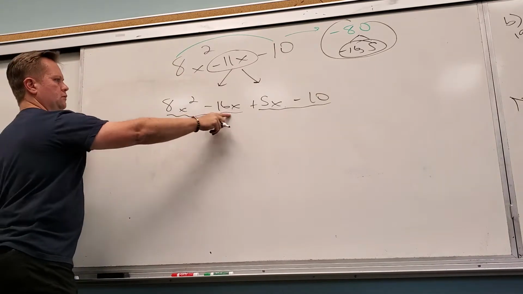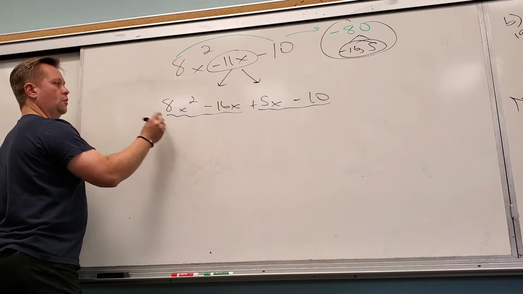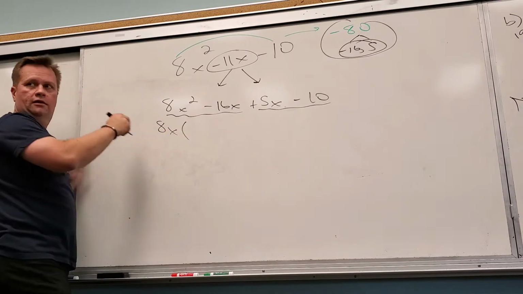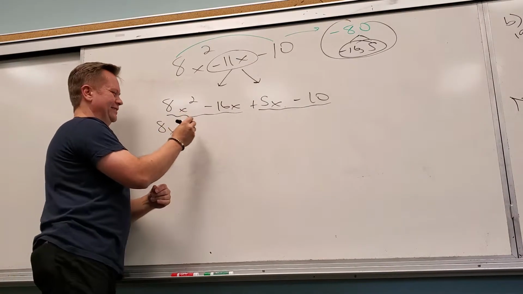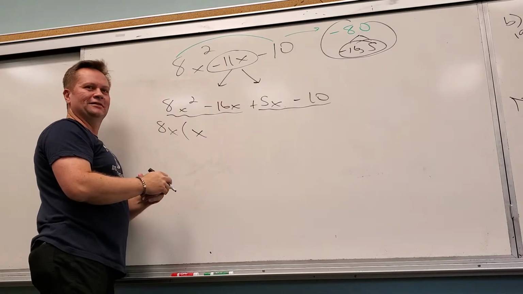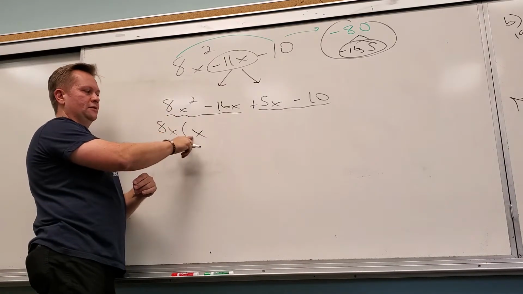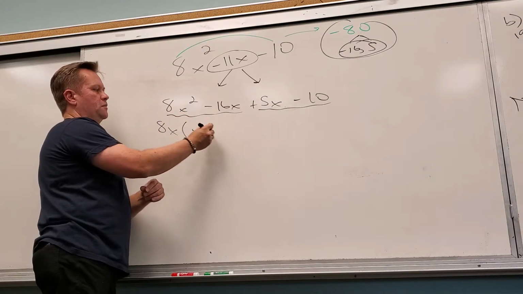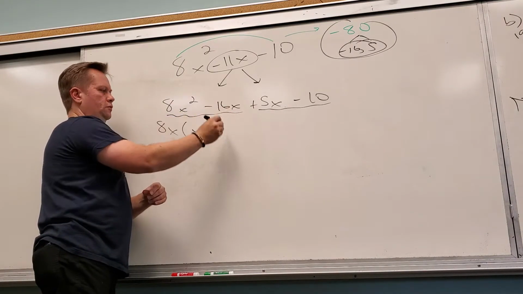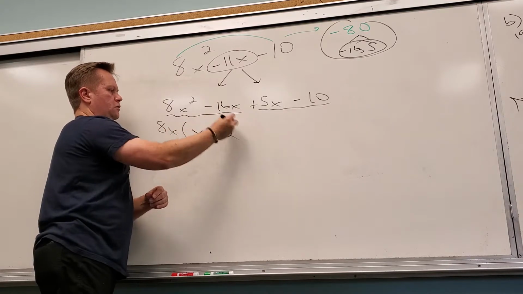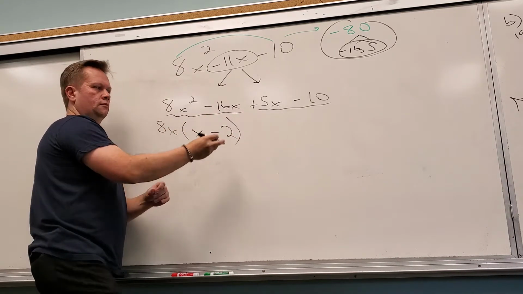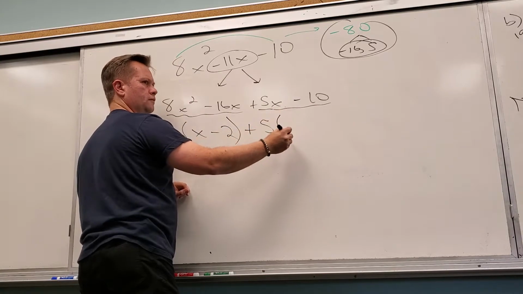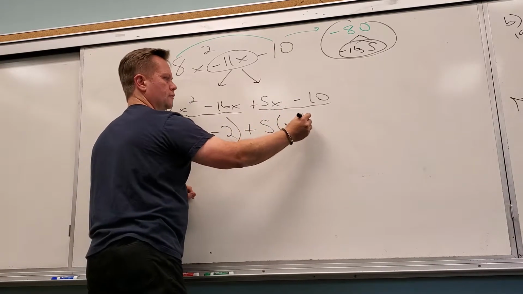What comes out of these two? 8x. It's going to be x. 8 divided by 8 is 1. And I had 2x's, fifth one, that's 1 left. Minus 2. And I had an x and I took it. Plus 5. x minus 2.